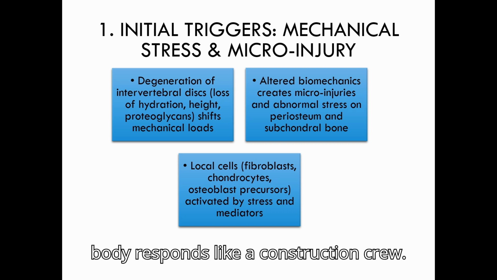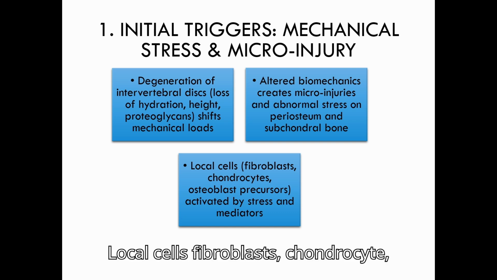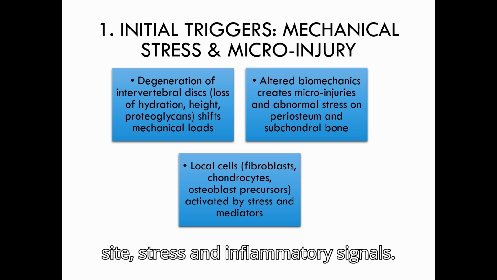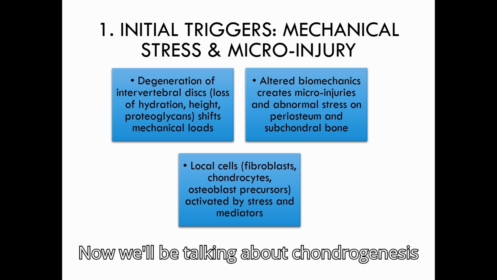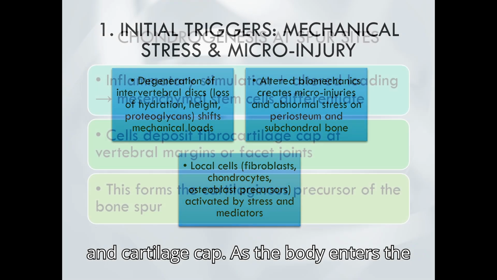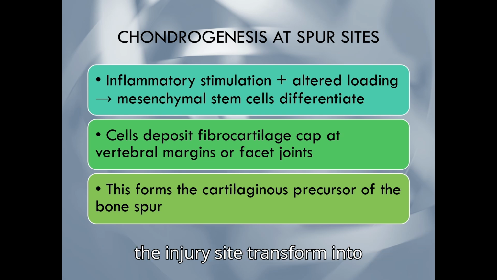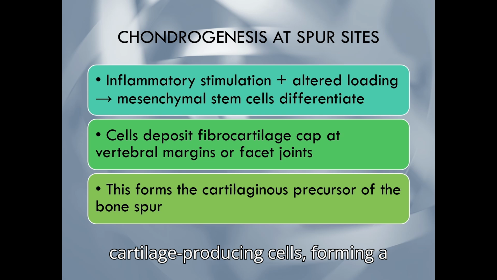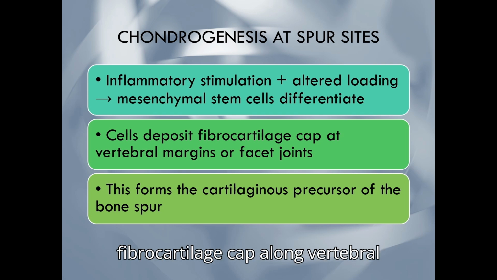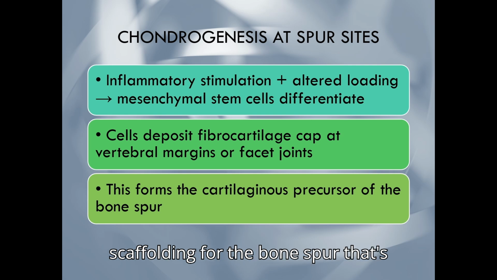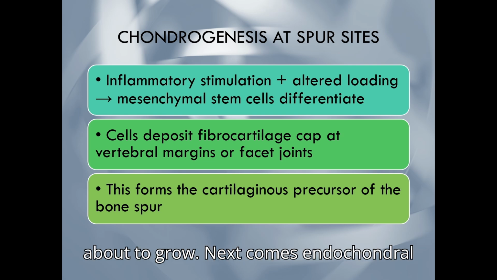Your body responds like a construction crew. Local cells, fibroblasts, chondrocytes, and osteoblast precursors rush to the site, responding to stress and inflammatory signals. Now we will be talking about chondrogenesis and the cartilage cap. As the body enters the stage of chondrogenesis, stem cells at the injury site transform into cartilage-producing cells, forming a fibrocartilage cap along vertebral margins or facet joints. Think of it as scaffolding for the bone spur that's about to grow.